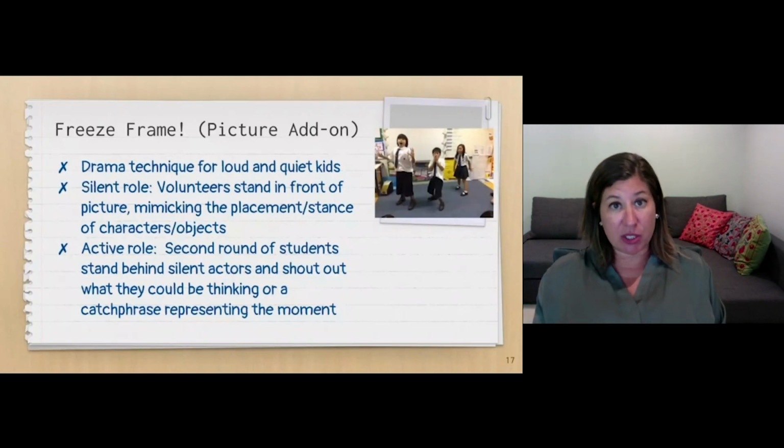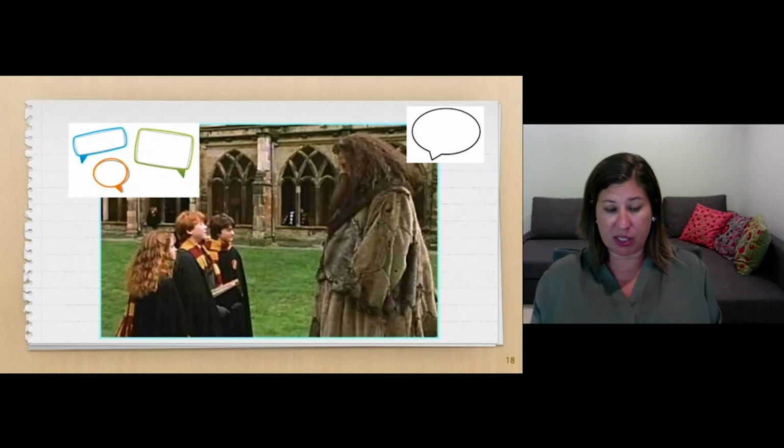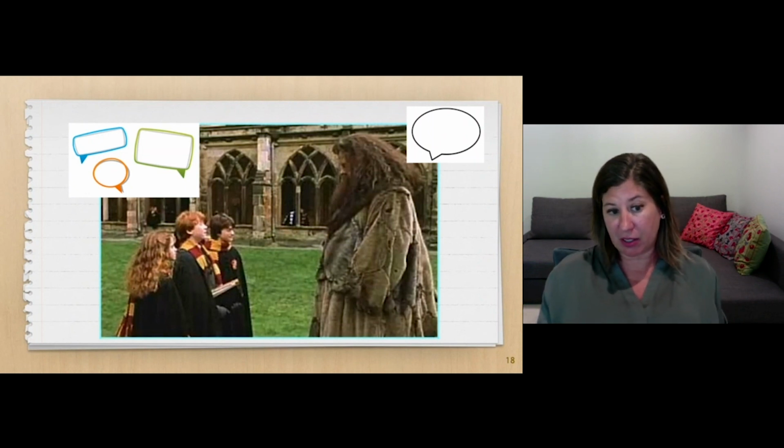So using these images, like I said, I have a variety of activities. An add-on that I learned in a drama course is a technique using the pictures. So I would keep the picture up a different day or different activity, and it's called freeze frame. So you're going to have silent roles and active roles. For instance, the silent ones are usually the quieter kids. So you put up the picture, and then you'll ask for volunteers. So for instance, here, I'll use the picture again. Hagrid, somebody stands just like him, and then 3 students stand like the other characters.